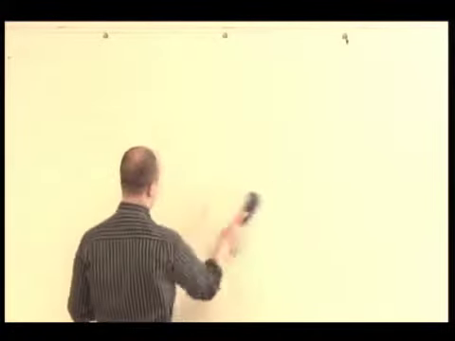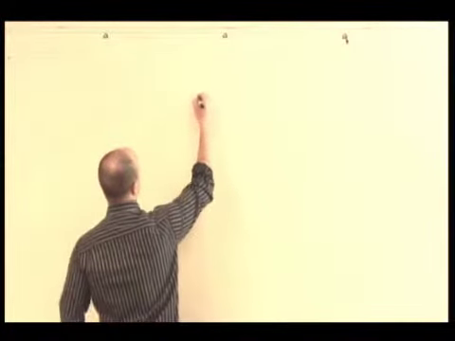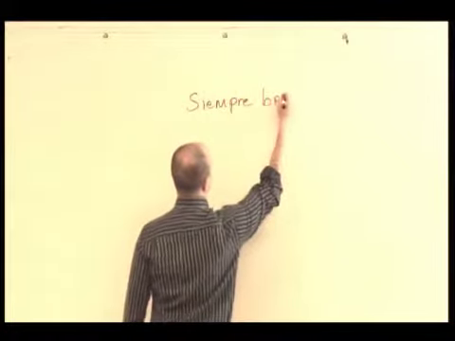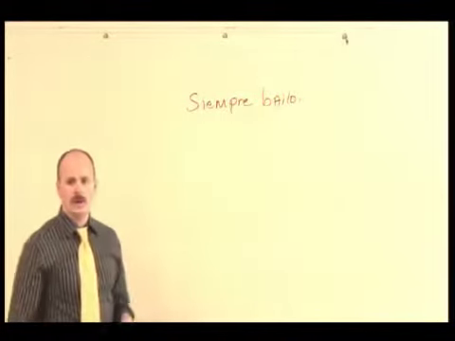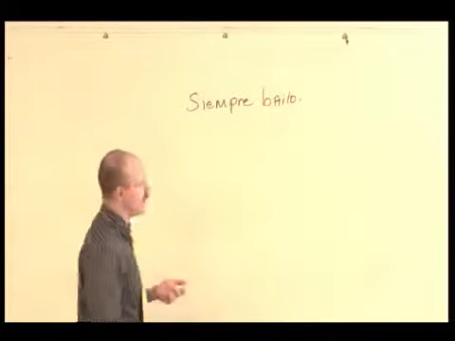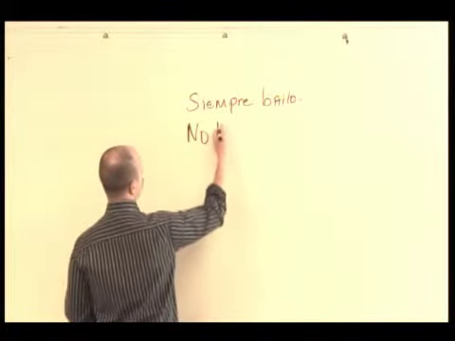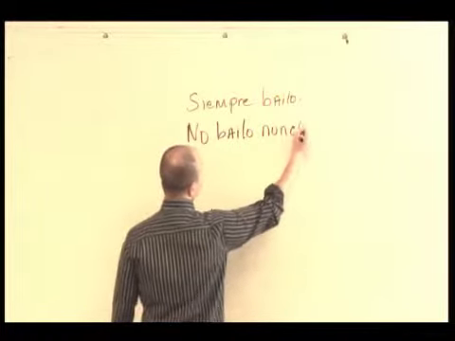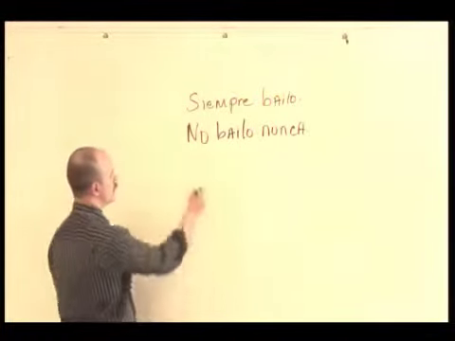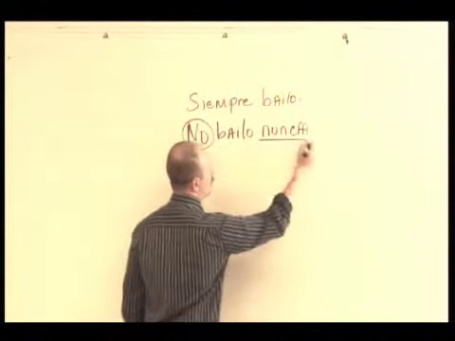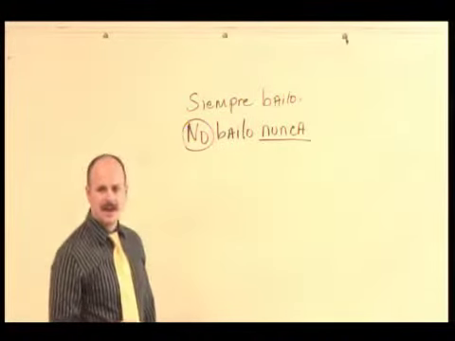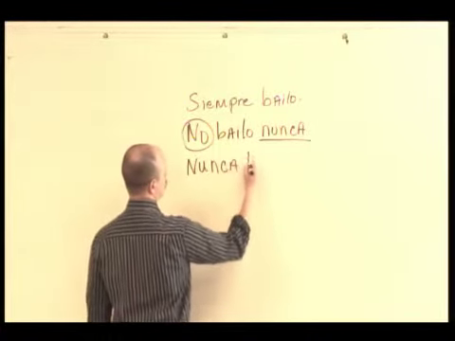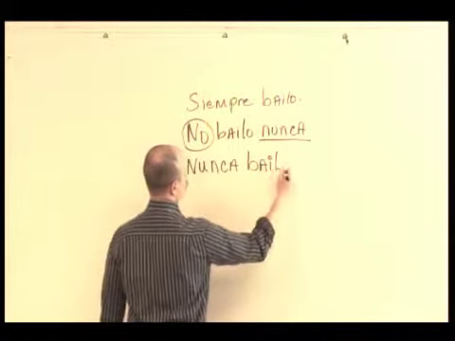So if I want to say siempre bailo, meaning I always dance, and I want to make that negative, I can say either no bailo nunca, right? So no precedes our verb, and then we have our negative word at the end, or I can simply say nunca bailo.